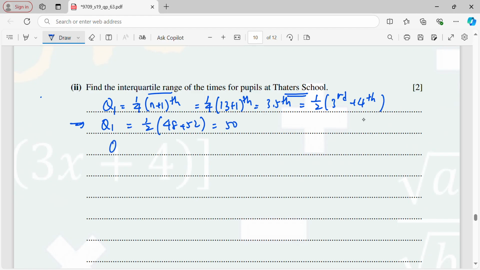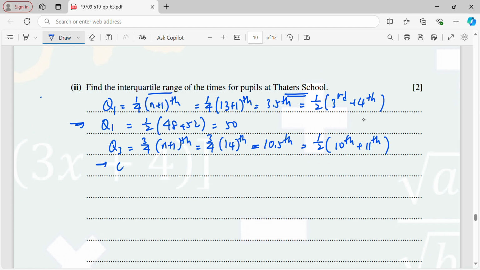Okay, same goes for Q3. Q3 will be 3/4 of (n plus 1). This is the position. So 3/4 of 14 is going to be 10.5. This is a position. So that means this is going to be half of the 10th plus 11th value.